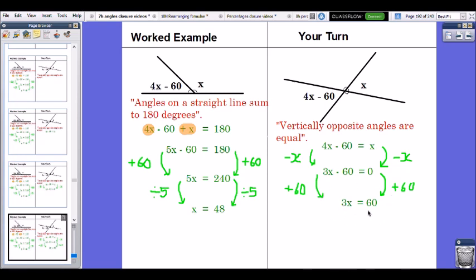So 3x equals 60. How do I get from 3x to just 1x on its own? Well, I'm going to divide both sides by 3. So 60 divided by 3 gives me 20. That means that x has to be 20 degrees, and I have solved the problem.